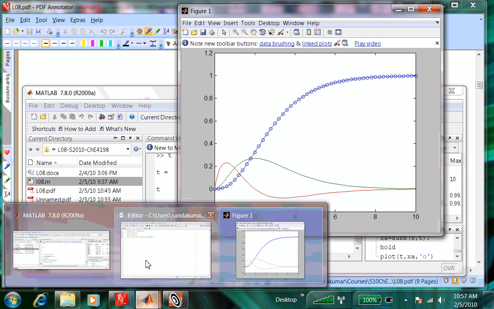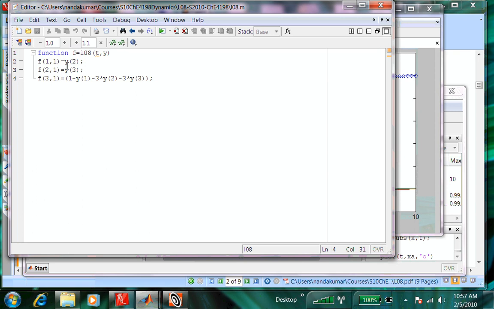You could do it in a couple of different ways. This one automatically generates a column vector. ODE45 expects a column vector return for the function. So I could do this if you want. Then it will be a row vector, but in the last line I can say F equals F transpose. That will work fine as well. But if you don't do that, ODE45 will complain. Matrix dimensions don't agree, that kind of thing you'll get, okay? Any other questions?